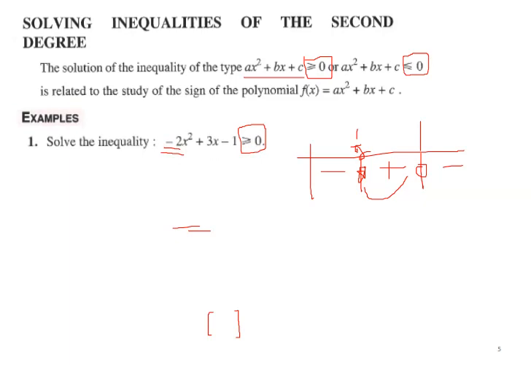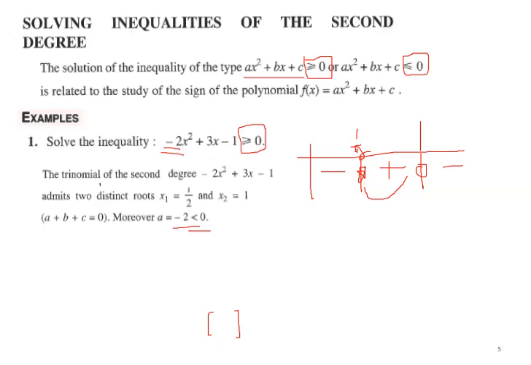Suppose we have minus 2x squared plus 3x minus 1. We need to check where this inequality is positive. So the first thing we do is we solve it. Delta positive, or in this case we have a plus b plus c equals 0. So the first root is 1 and the second root is half. Moreover, you have to pay attention that the a is negative. So pay attention to this.